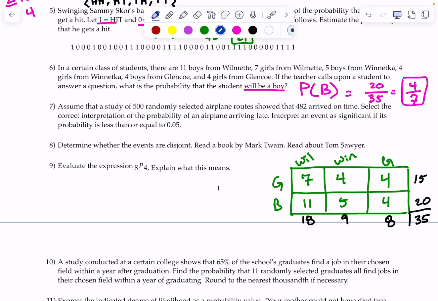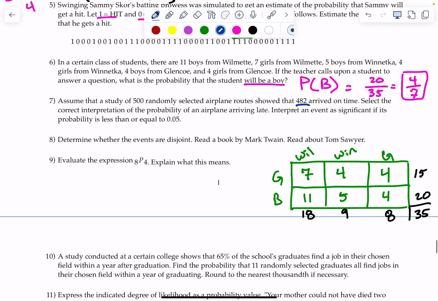Assume that a study of 500 randomly selected airplane routes shows that this many arrived on time. Select the correct interpretation of the probability of an airplane arriving late. Interpret an event as significant if the probability is less than or equal to 0.05. That was a lot of information all at once. Because I need to organize my thoughts, I have 500 selected airplanes. Oh, I don't need a two-way frequency table. We're not talking about 2 different airlines. We're talking about late or on time, right?